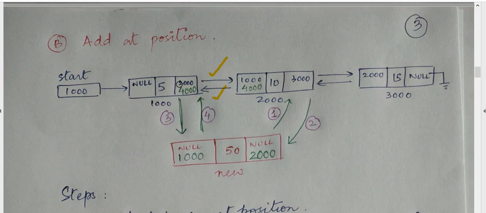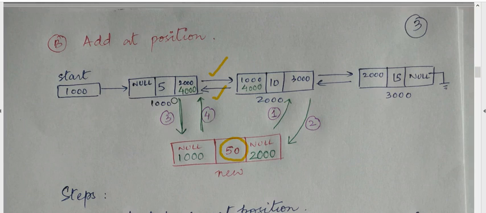But if we are going to insert a new node between 5 and 10, which is your 50, you have to make 5 point to 50. You have to make 50 point back to 5. Then you have to make 50 point to 10, and you have to make 10 point back to 50. Now again, I have numbered the steps 1, 2, 3, 4.